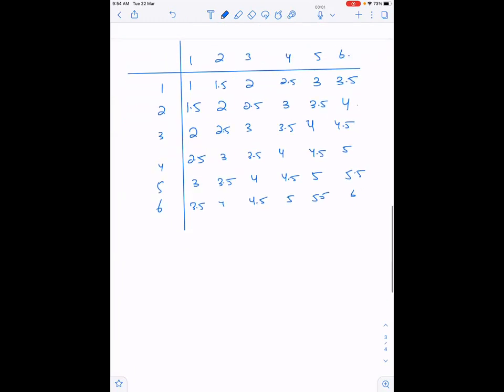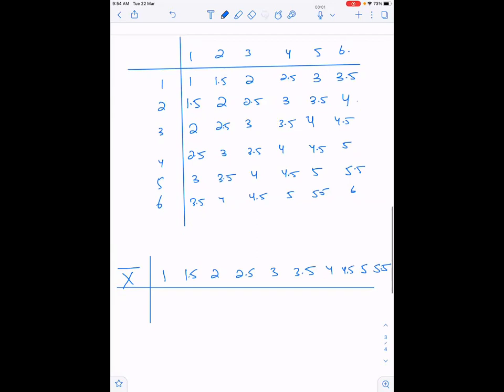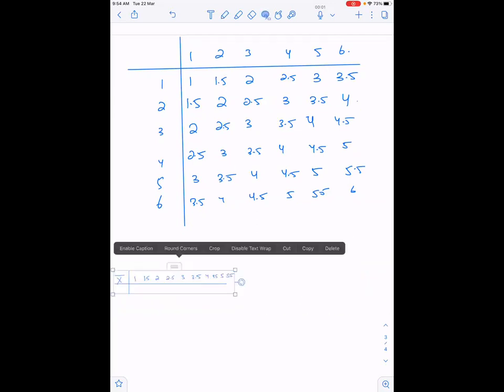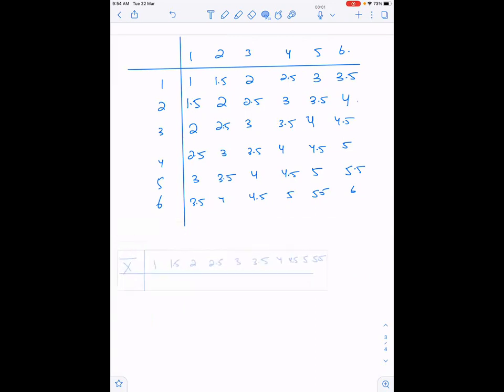Okay, let's make the distribution of the mean here. 1, 1.5, these are the means. 2, 2.5, 3, 3.5, 4, 4.5, 5, 5.5, and then we have 6.